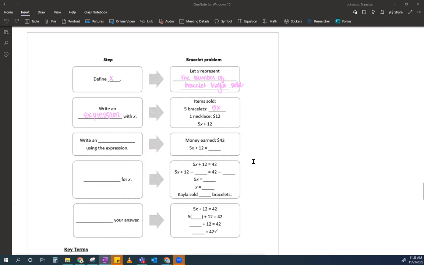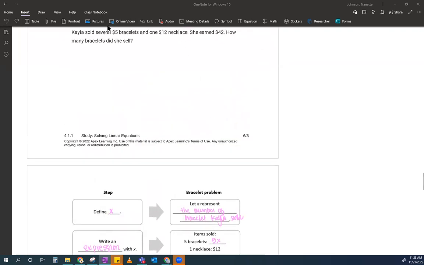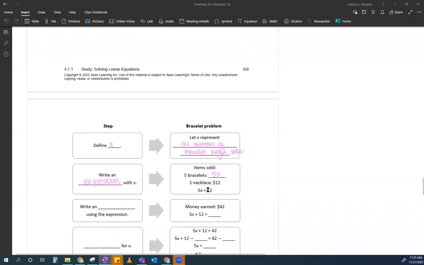Okay. And then because the 5 is $5 per bracelet. Remember up here, each bracelet costs $5. And she sold one necklace, which is 12. So if she wanted to figure out how much money she's collecting, it would be $5 times how many bracelets she sold plus the $12 for one necklace. So now they want you to write an equation.